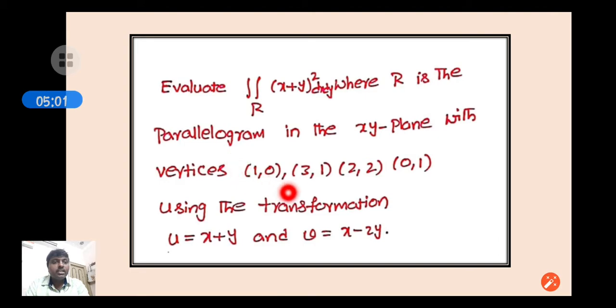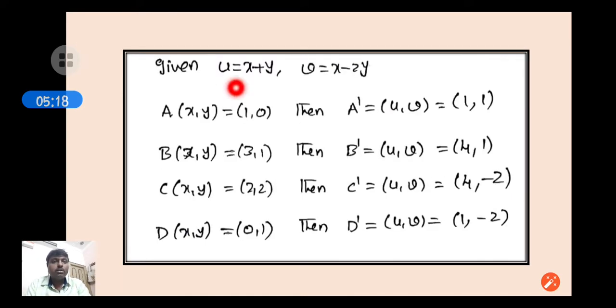First, I identify these four points in the uv plane. In the xy plane, the points (1, 0), (3, 1), (2, 2) and (0, 1) are the points of the parallelogram. Now I transform the points first in terms of uv. Here the first point will be named A, x comma y, it is 1 comma 0. Then I identify A dash. A dash is obtained by replacing x equal to 1 and y equal to 0. If you replace x equal to 1, y equal to 0, your u value is 1. If x equal to 1 and y is equal to 0, your v value is 1.